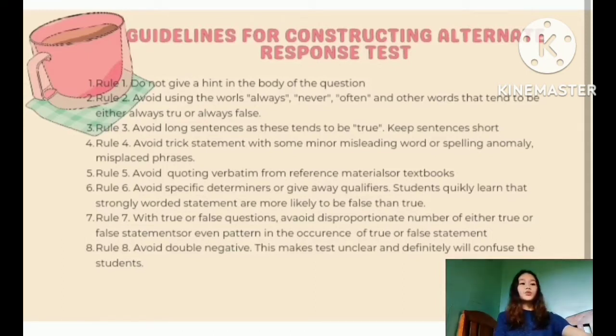And lastly, rule number 8. Avoid double negatives. This makes the test unclear and definitely will confuse the student. Sa paraan na ito, ginagawang hindi malinaw ang item sa pagsusulit at tiyak na malilito ang mga mag-aaral. So, for example, the changes that take place in early childhood are not unchangeable. The test item sample means the changes in early childhood are changeable. And those are the guidelines for constructing alternate response test.